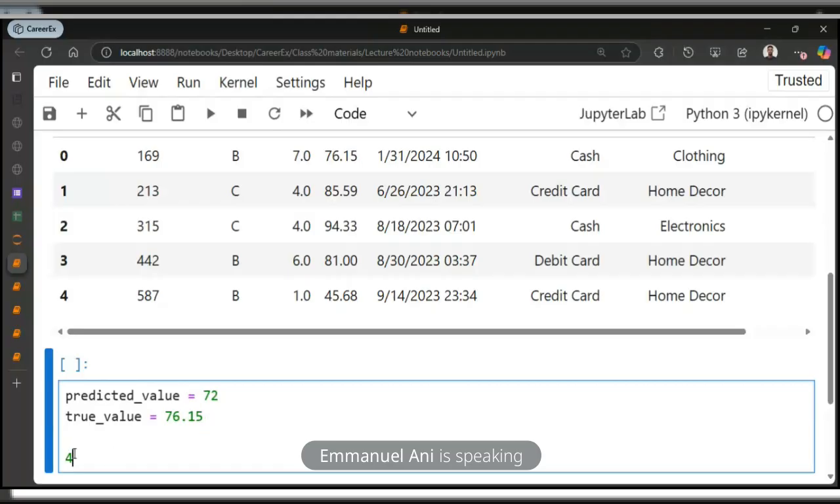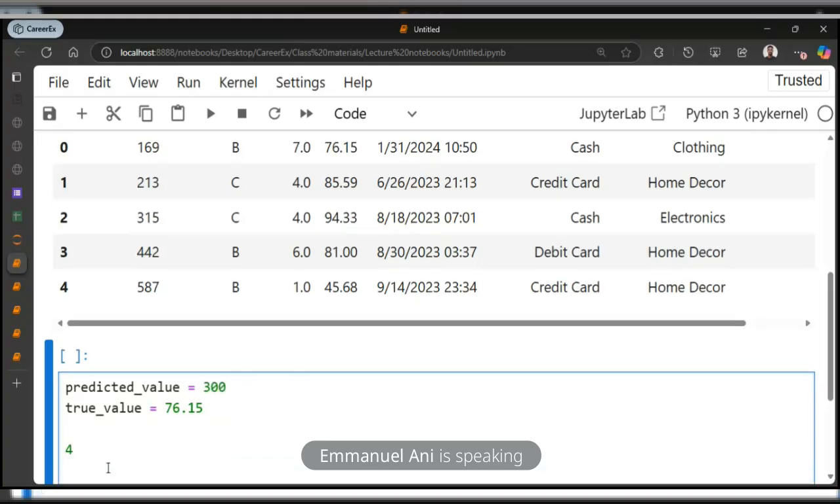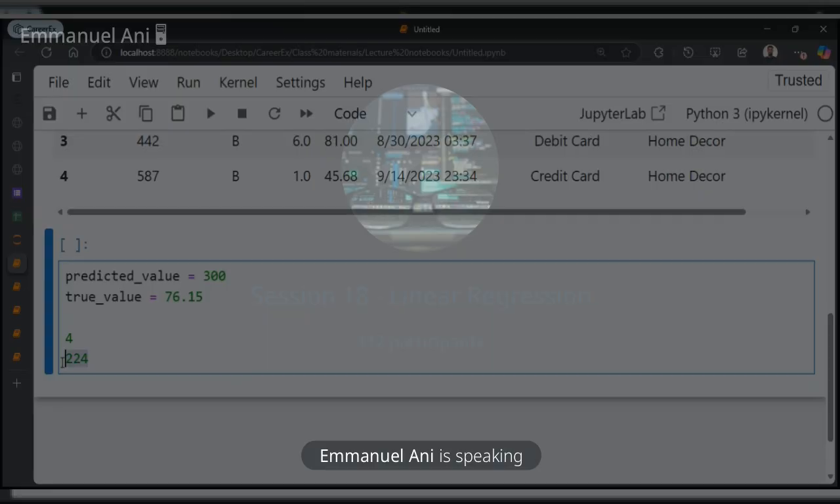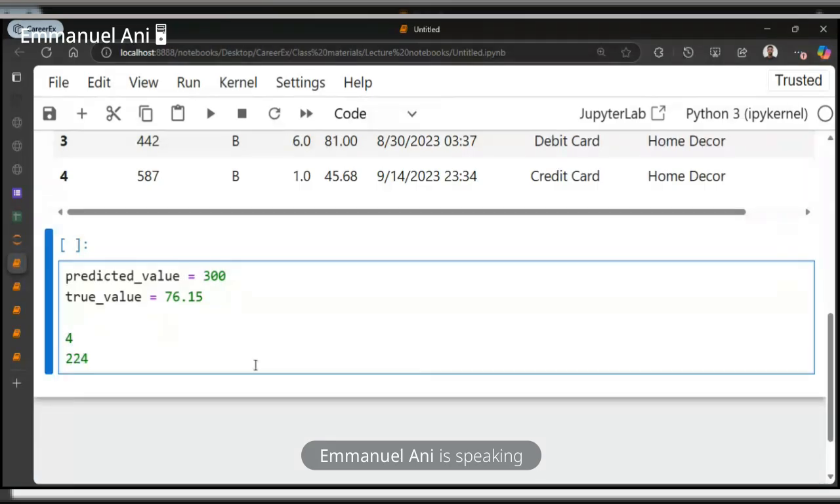So this error now is very minimal. The initial error we have here was 300. If you subtract 76 plus 300, you're going to see that you're going to have a very high error, 200 and, I don't know, let's say 30 something or 20 something, 24. So you can see that it has minimized the error from 224 to just 4. So that's why we usually have what we call iterations during training.